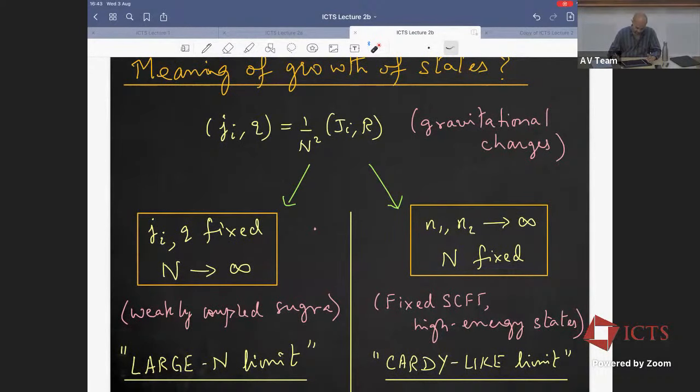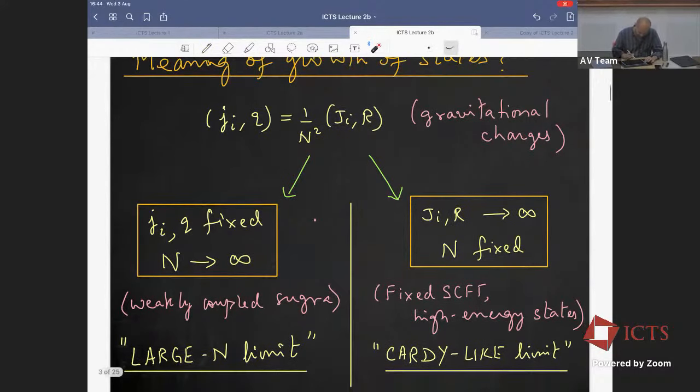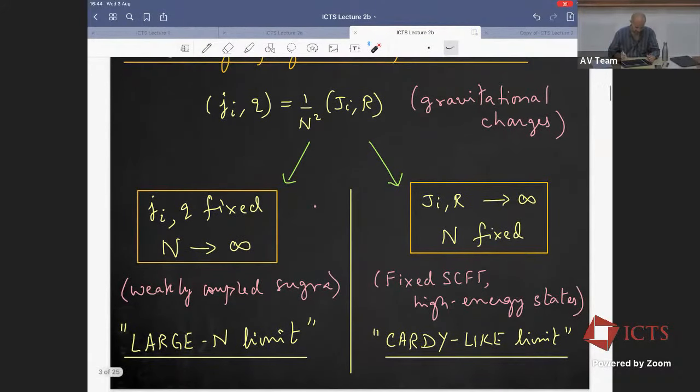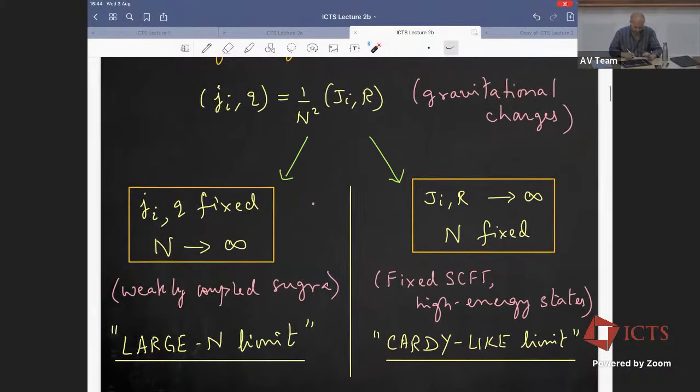Now you can do two things. Here of course I didn't mean N1, N2, I meant J_i, capital J in R. You can either fix the gravitational charges and scale n to infinity. That's the correct thing to do in gravity, because that's the weakly coupled gravity. You want small G_N, and you want fixed gravitational charges. That's the regime in which the black hole solution is originally written. That's what should be called the Lagrangian limit.